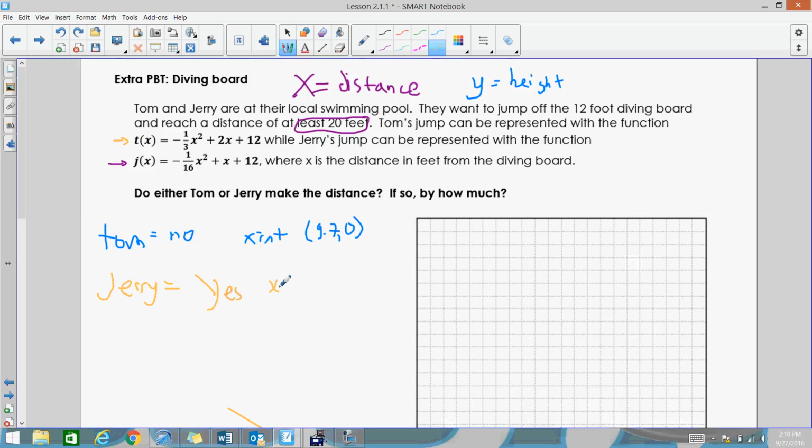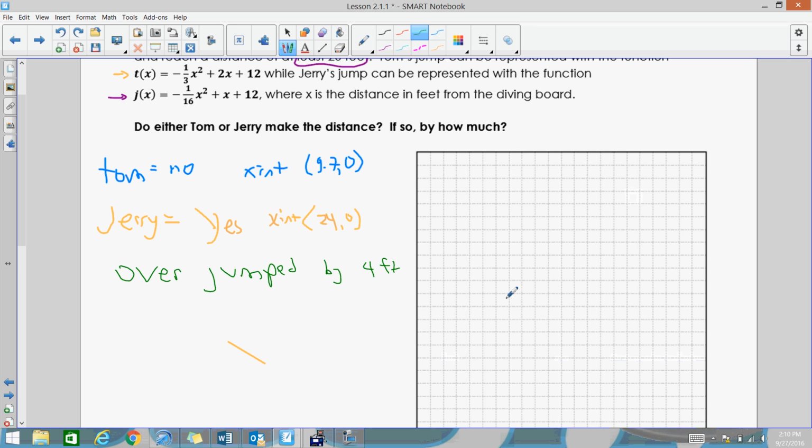And his x-intercept was 24 feet, so 24, 0. Now, here's the deal. The question says, do either Tom or Jerry make the distance? If so, by how much? Well, Tom, no. Jerry, yes. How much did Jerry jump that? He overjumped by 4 feet.